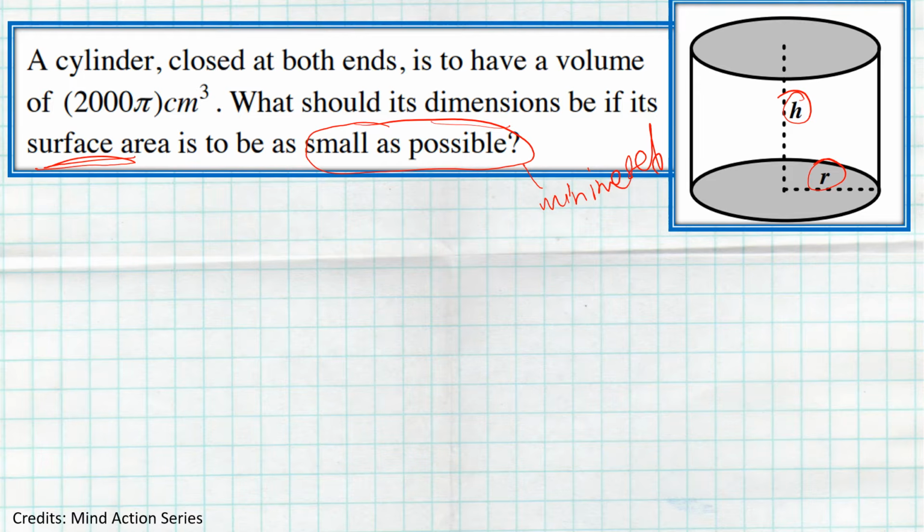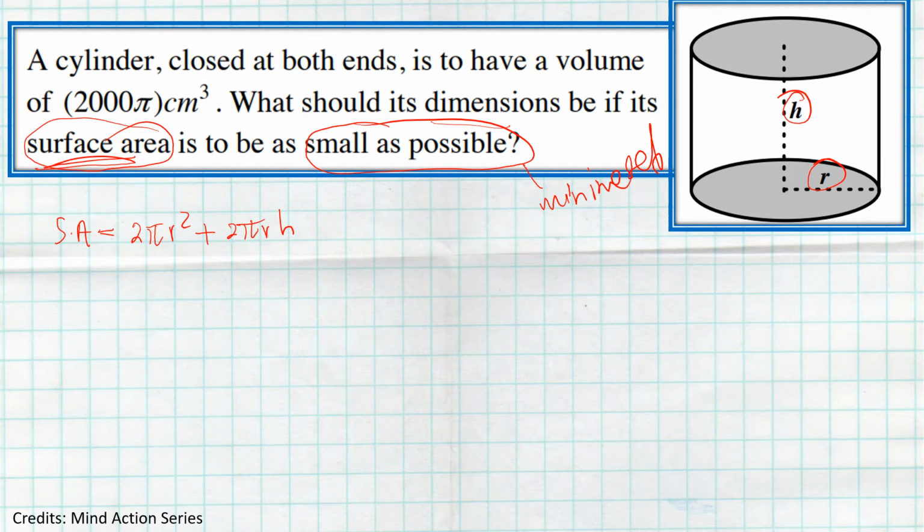The first step is to create an equation for this problem, an equation that you'll be able to differentiate. But in this case, you must be very careful. You create an equation for the thing that you want to minimize. So in this case, we're going to create an equation for the surface area. Because they want to make the surface area as small as possible, we know that the surface area of a cylinder is 2πr² + 2πrh.